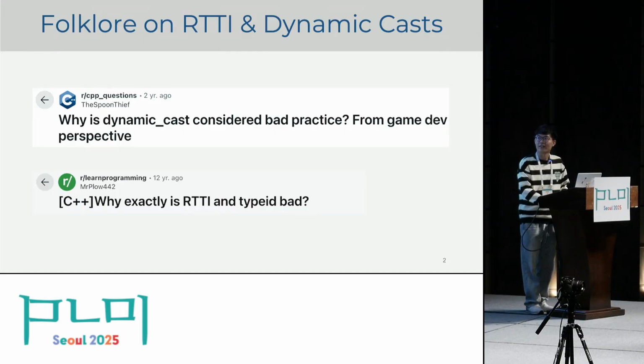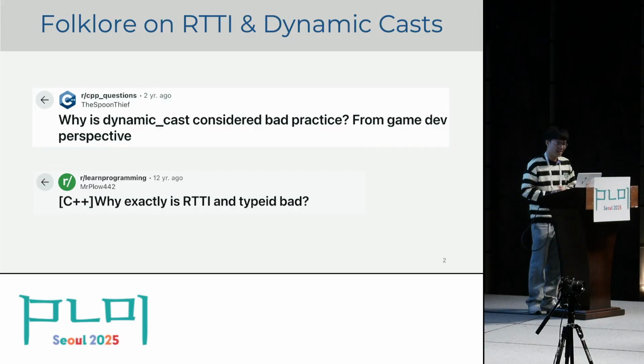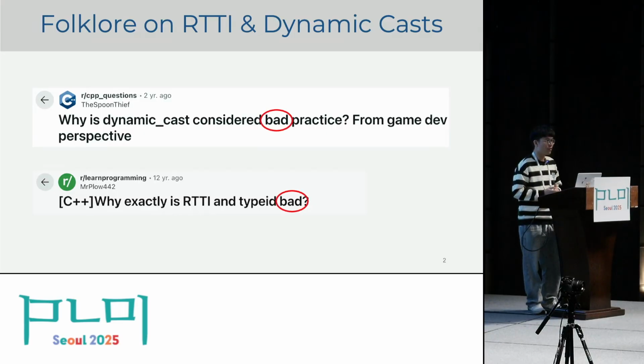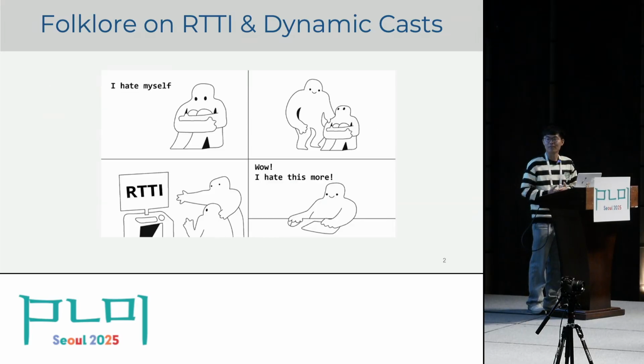There has been a long-standing C++ folklore that says RTTI and downcasts are horrible. And if you search online, you will find plenty of posts complaining about them. And sometimes they even make fun of them. That's how much they hate them, right? But is that folklore true?